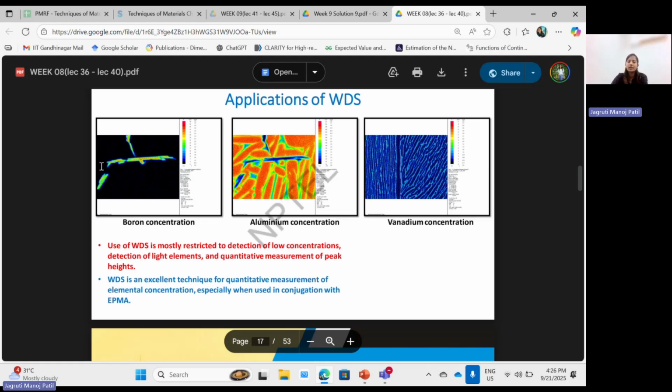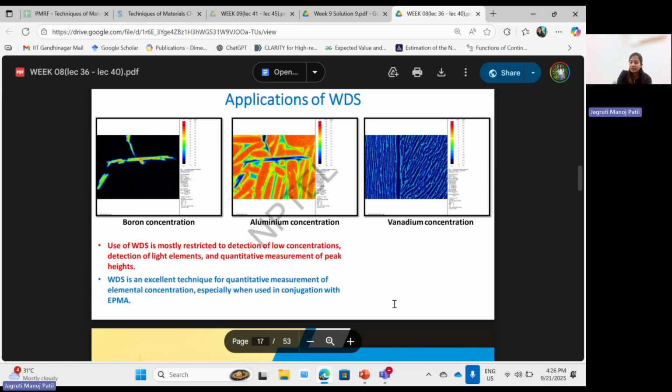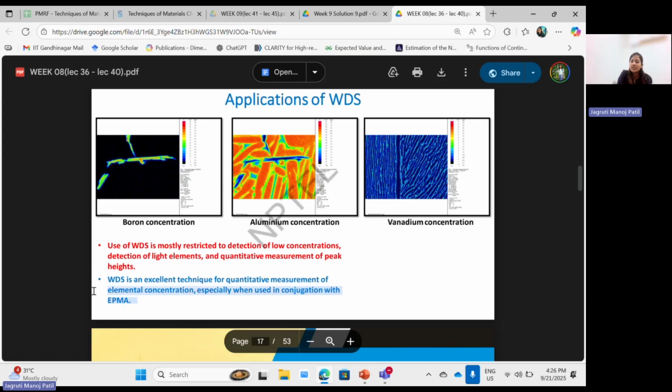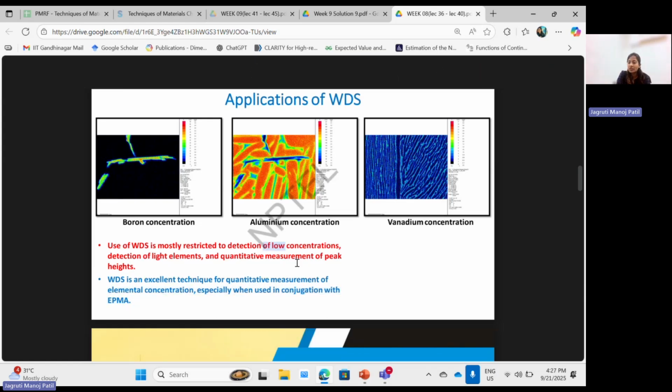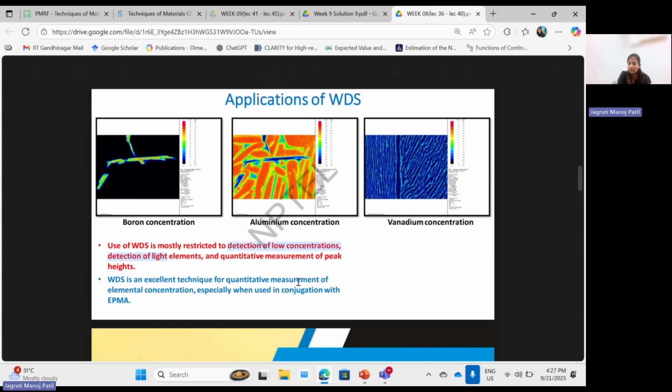It's a very good technique. I won't say good, since you need to define and quantify it, but qualitatively it's a very good technique. For some quantitative measurement, if you want to do specific elements and their concentration, it is especially used in conjunction with another technique. So this is mostly restricted to detection of very low concentrations, detection of lighter elements which EDS cannot do, and quantitative measurement of the peak heights.